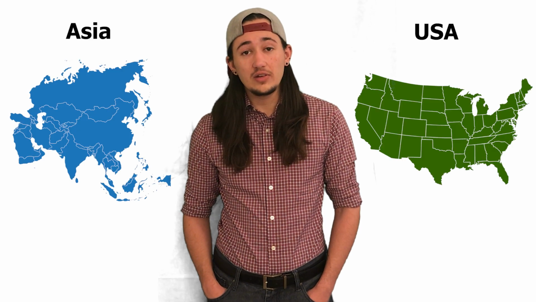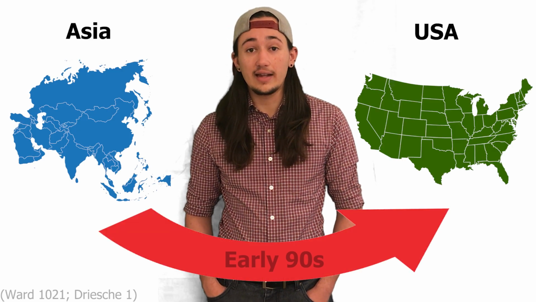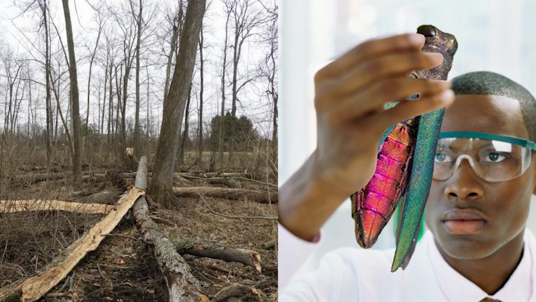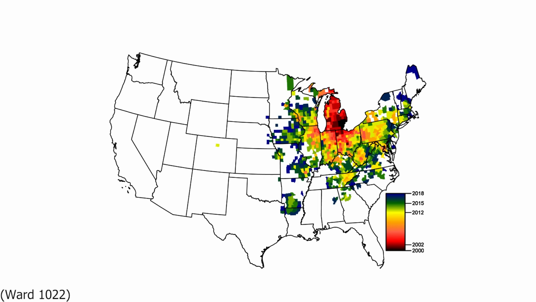But the fact that we discovered the EAB in 2002 does not necessarily mean that it wasn't here for longer. In fact, it's estimated that the beetle has been present in the United States since the early 90s. We just didn't begin to see its impact until the late 90s, and we were unable to identify it until 2002. The following graphic shows the range expansion of the EAB from 2000 to 2018.